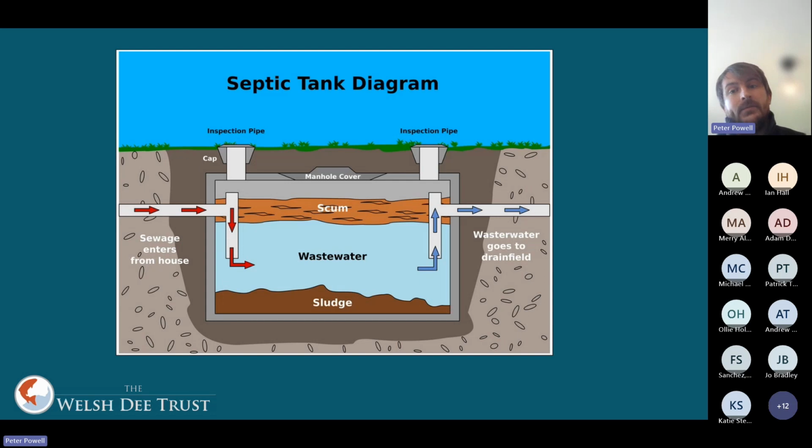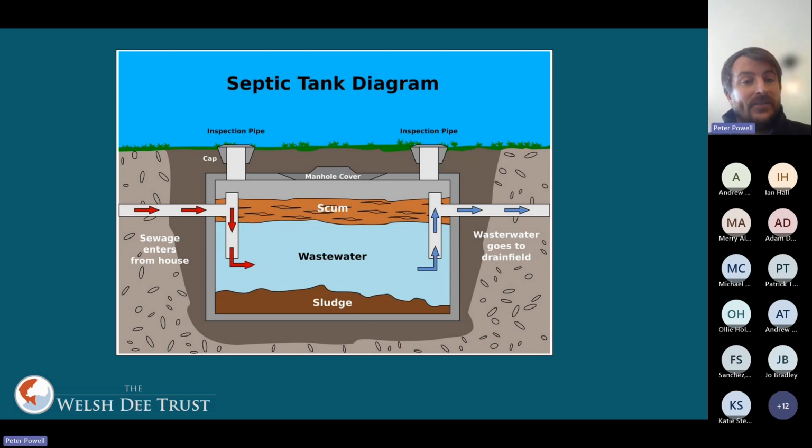These are probably quite a significant source of phosphorus. It's hard to know exactly, but we at Welsh Dee Trust do regularly find discharges from septic tanks into tributaries, into watercourses, into ditches. Normally we identify them by sewage fungus, which means that there's quite high levels of nutrients or biological oxygen demand coming from what's being discharged into the water, and we can link that back to the septic tank.